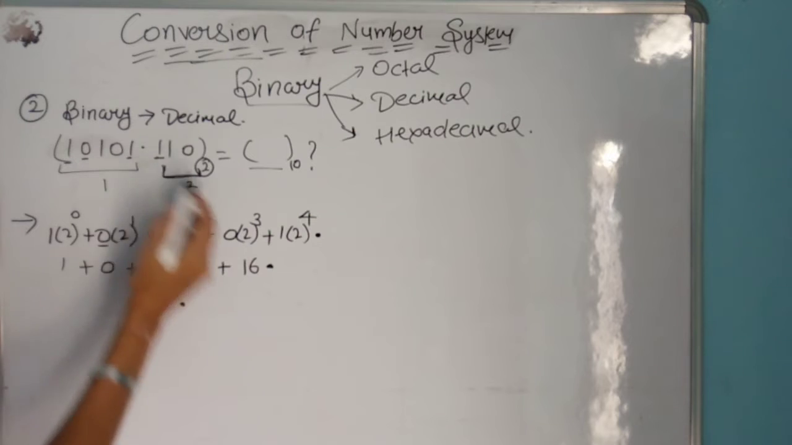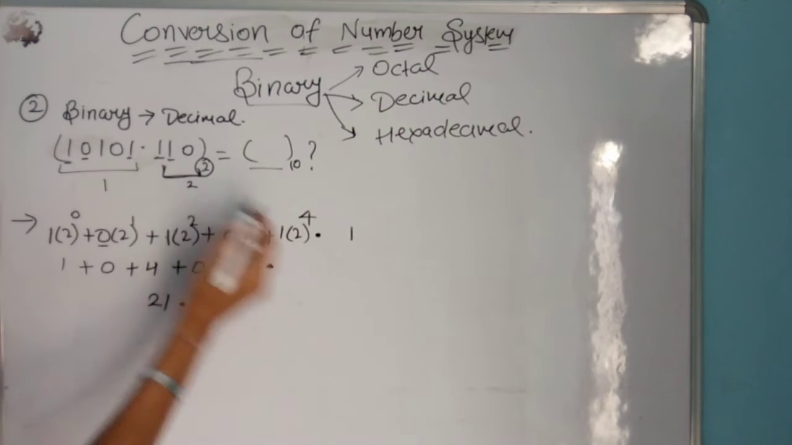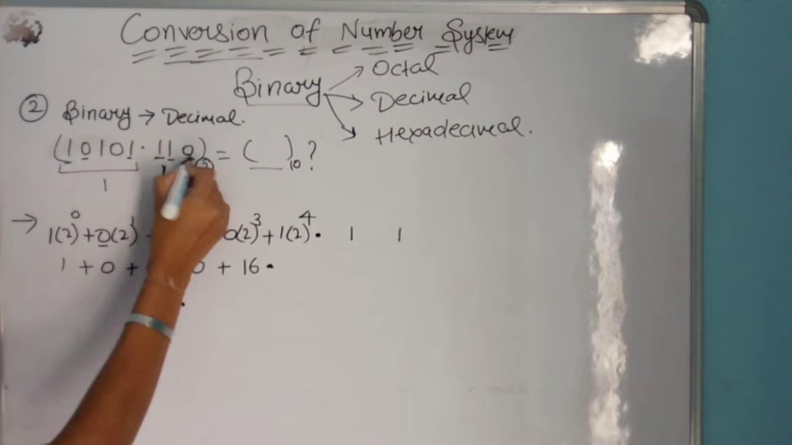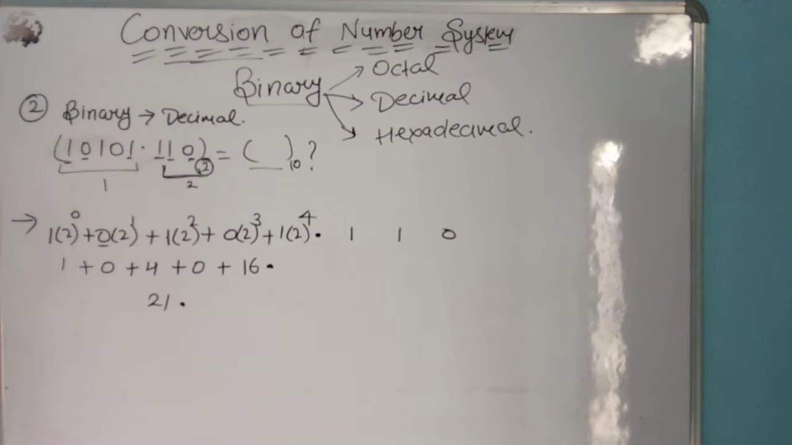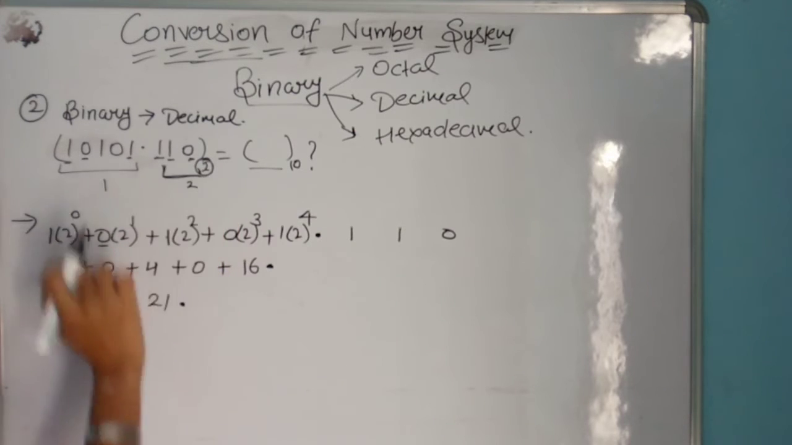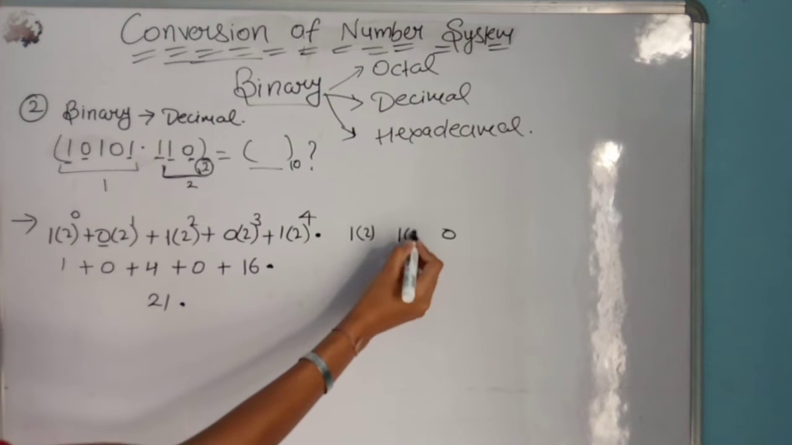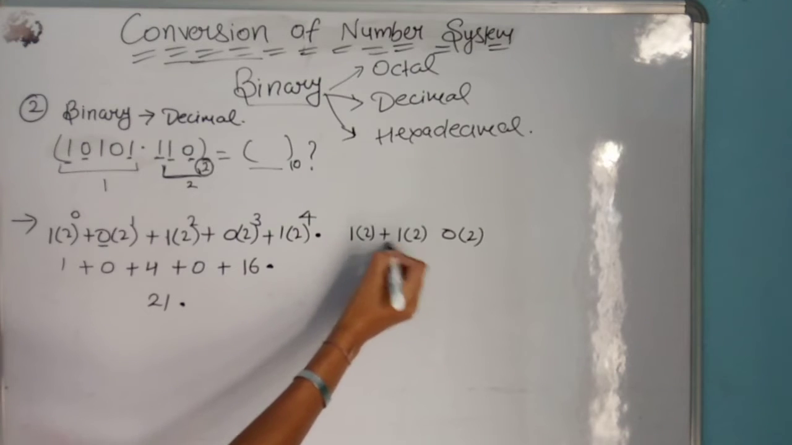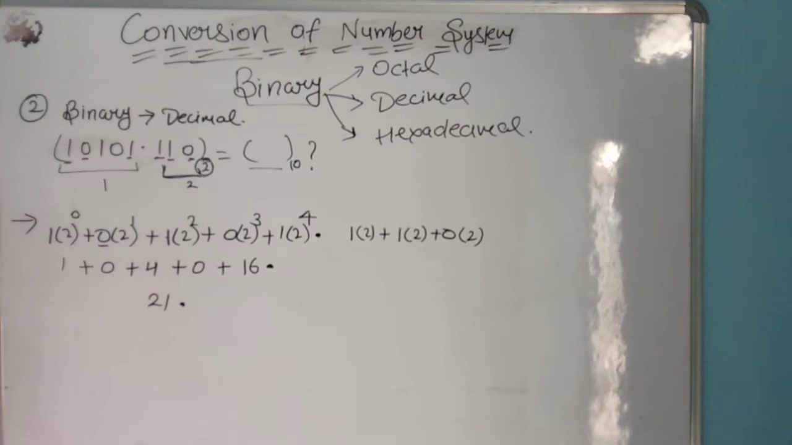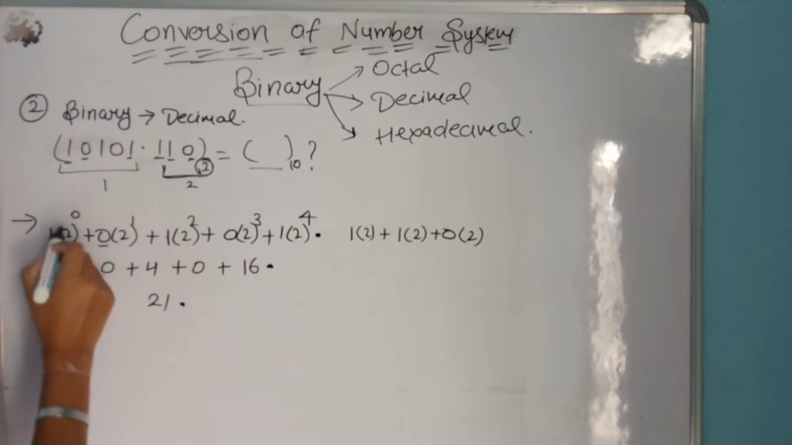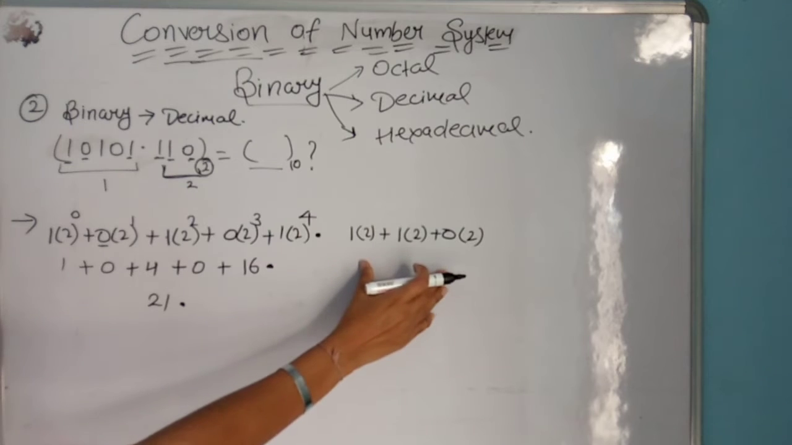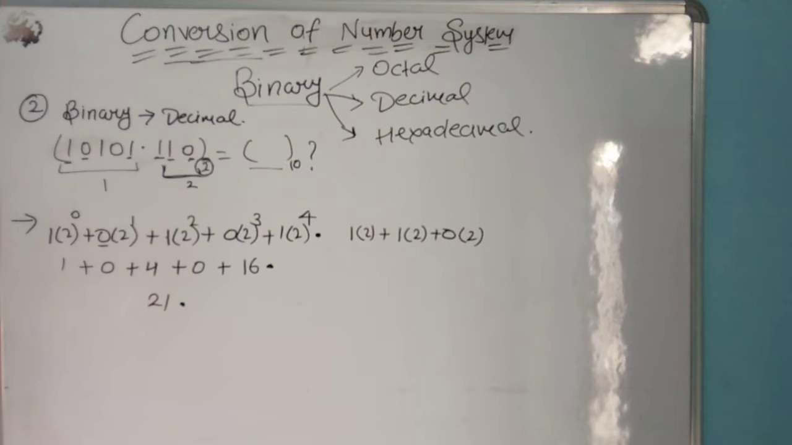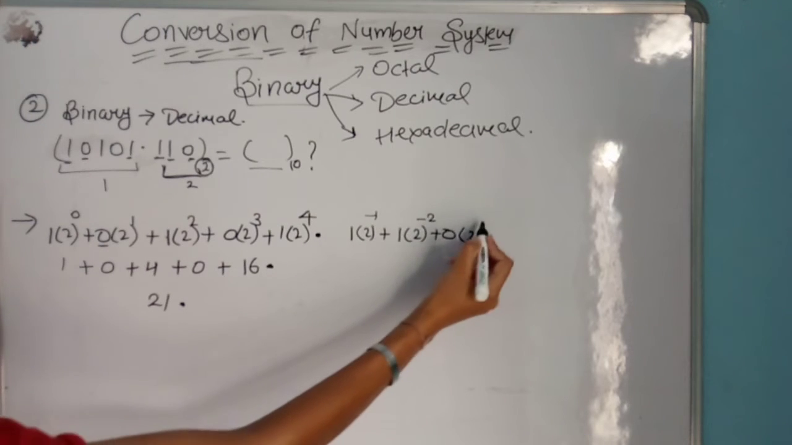Fetch this one and write it here, fetch this one and write it here, fetch this 0 and write it here. Now this is a binary number and the base is 2. We multiply each digit by 2 and insert plus. The difference is here: in the first part we insert all the powers positive, but in this part we insert the powers in negative form, starting from 1. So minus 1, minus 2 and minus 3.